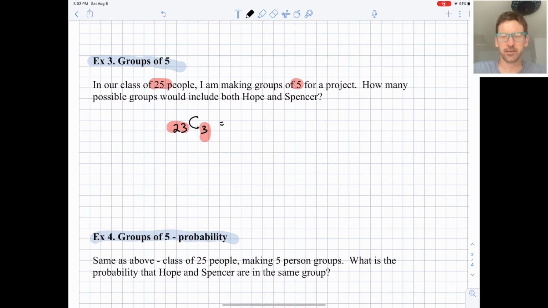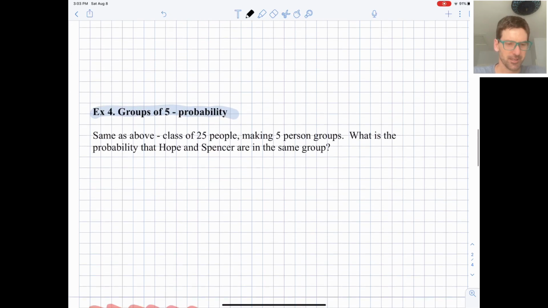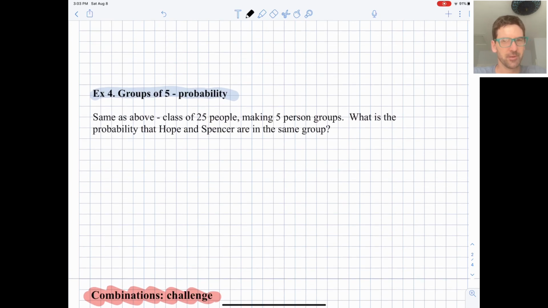So go to our calculator. 23 choose 3. 1771. So that's how many different groups would include both Hope and Spencer. So last example here is a class of 25 people making 5-person groups. What's the probability that Hope and Spencer are in the same group? Probability, remember, is the number of ways of getting Hope and Spencer together divided by the total possible groups.